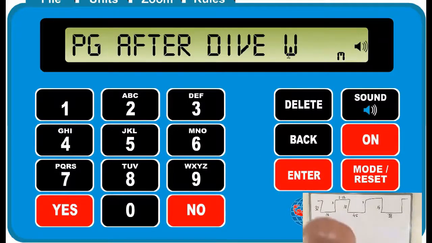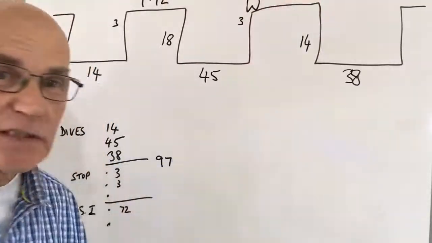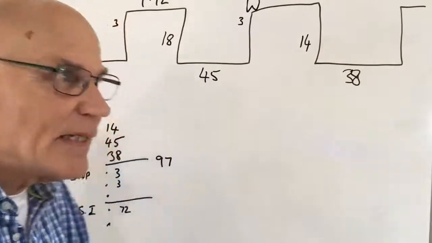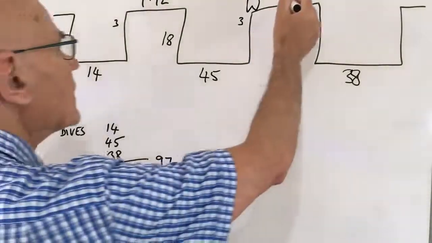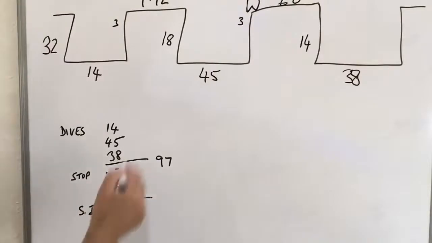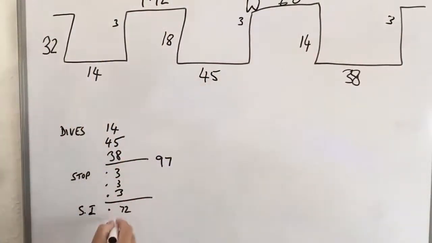Now that tells us something, doesn't it? If we're in pressure group W here, this surface interval must be 60 minutes. It can't be anything less than that because of the WXYZ rule. So we can put 60 minutes in here, and we can continue with everything else on our chart. We now know also that this had a 3-minute safety stop, and that this had a 60-minute surface interval. So now we've got all of the numbers.